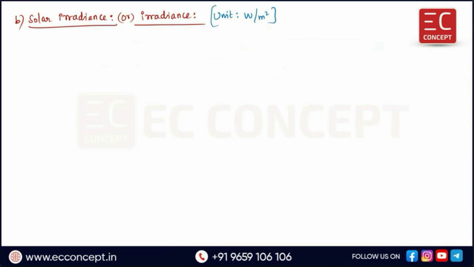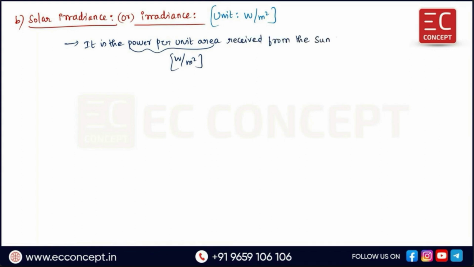So meter square is area, okay? So how much power per unit area, which is received from the sun in the form of electromagnetic waves, is given by solar irradiance, okay? So solar irradiance is the power per unit area, that is, watt per meter square, which is received from the sun in the form of electromagnetic waves or radiation.